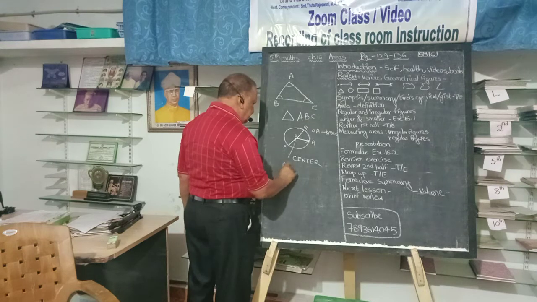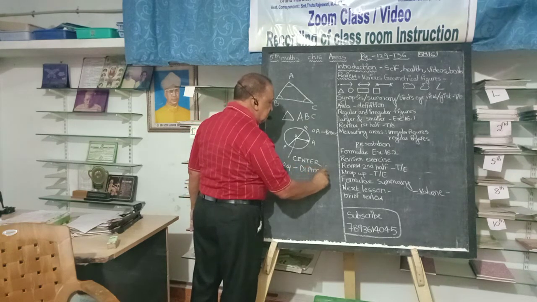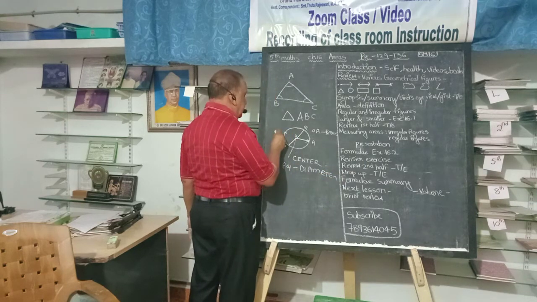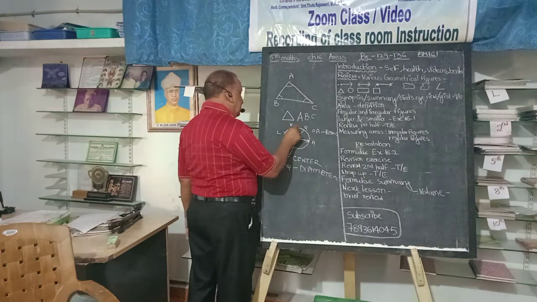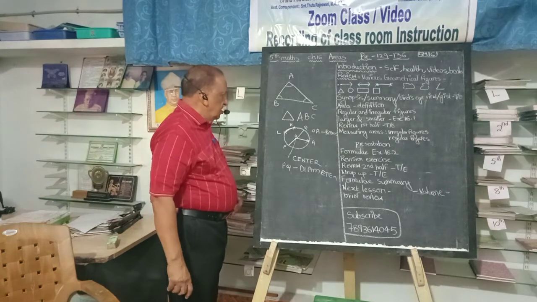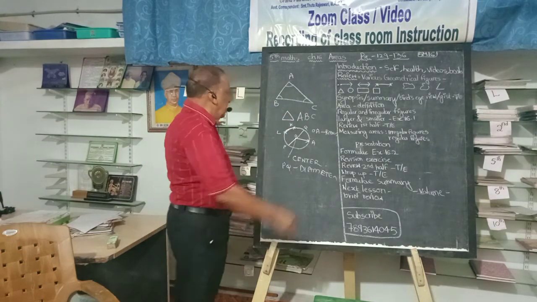PQ is called the diameter. Suppose you have points here, L and K. LK is called the arc. So that you already learned. All these you learned in the previous case.